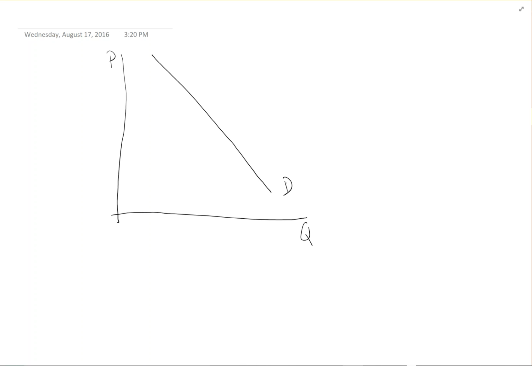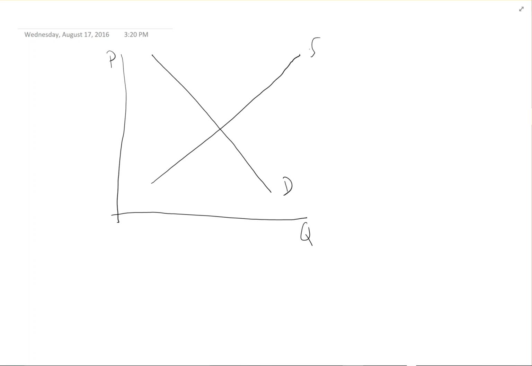Okay, so this is the way we usually do supply and demand diagrams. First, we draw the outline of the first quadrant. Quantity down here, price up here. Then we draw a demand curve and a supply curve. And now we figure out which curve we're going to move in which direction.